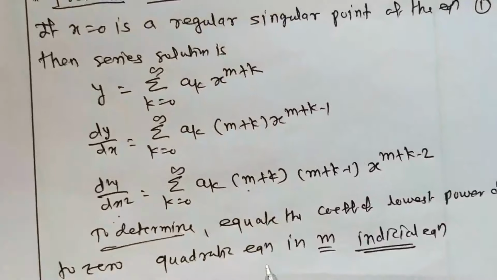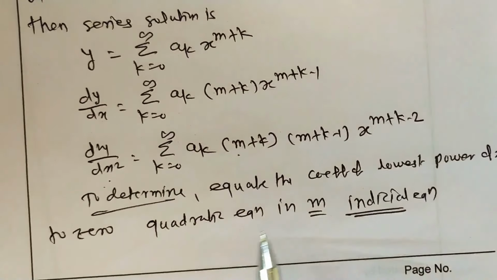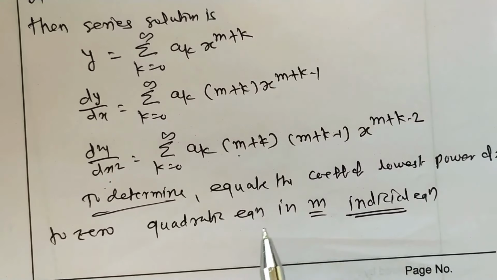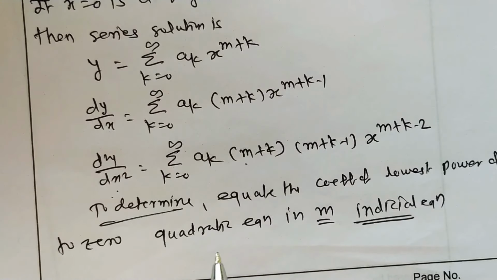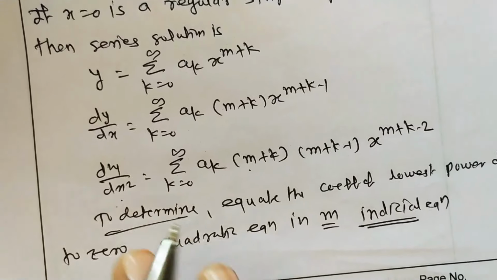Means if we get a quadratic equation, we get repeated roots or non-repeated roots. So the series solution depends on those roots of the quadratic equation, means the values of m. So there are three cases.